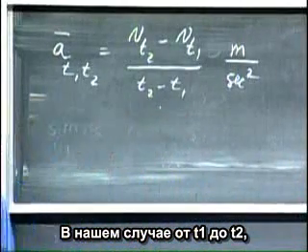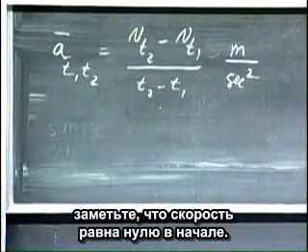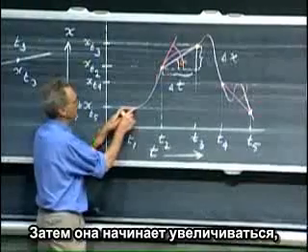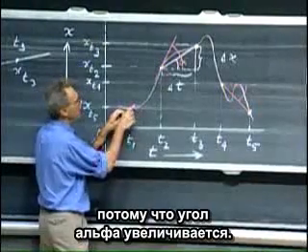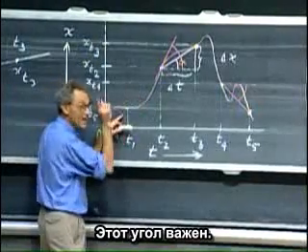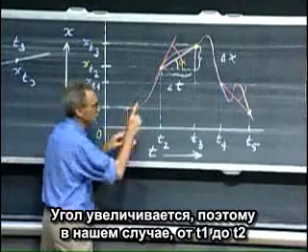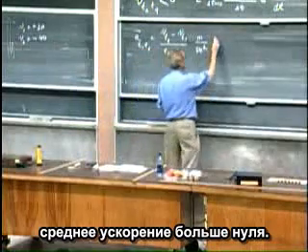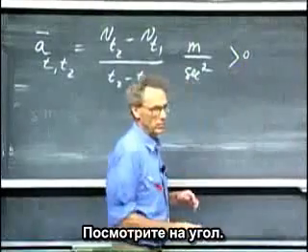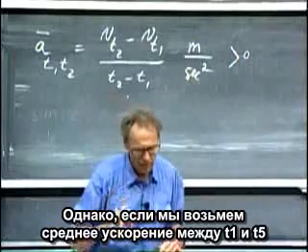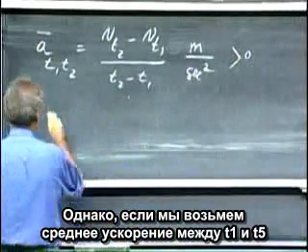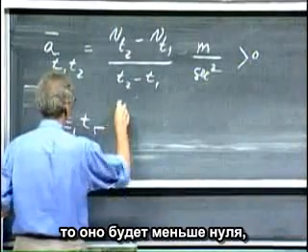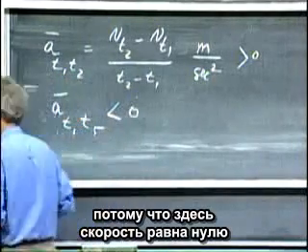In our case, t1 to t2, here, notice the velocity is 0 as a start, and it begins to increase because this angle of alpha increases. It's the angle that matters. The angle increases, so in our case, from t1 to t2, the average acceleration is larger than 0. Look at the angle. However, if you take the average acceleration between t1 and t5, that is smaller than 0.